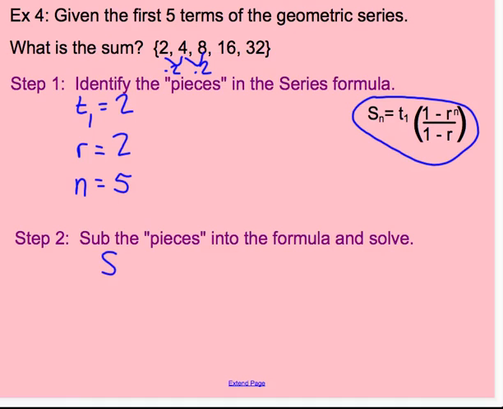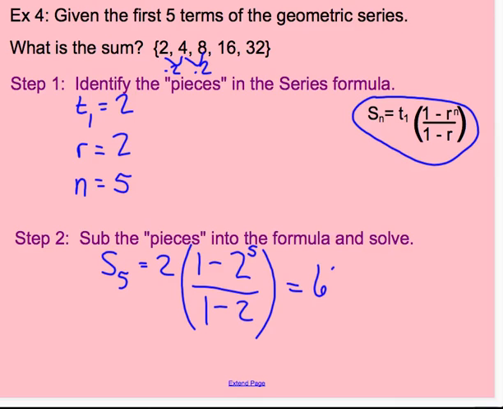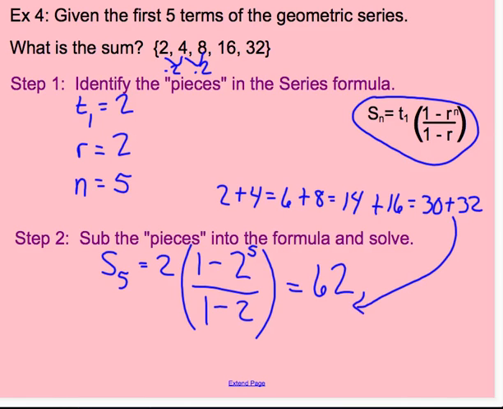So we substitute these into our formula. So s sub 5 equals our first term times the quantity 1 minus 2, our common ratio, to the 5th power over 1 minus 2. So you can just type this into your calculator. But be careful again with those parentheses that you're getting everything correct with your order of operations. And I got a sum of 62. And we could double check that by adding the terms in our formula. So we got 2 plus 4 gives us 6, plus 8 gives us 14, plus 16 gives us 30, plus 32 gives us 62. So it checks out.